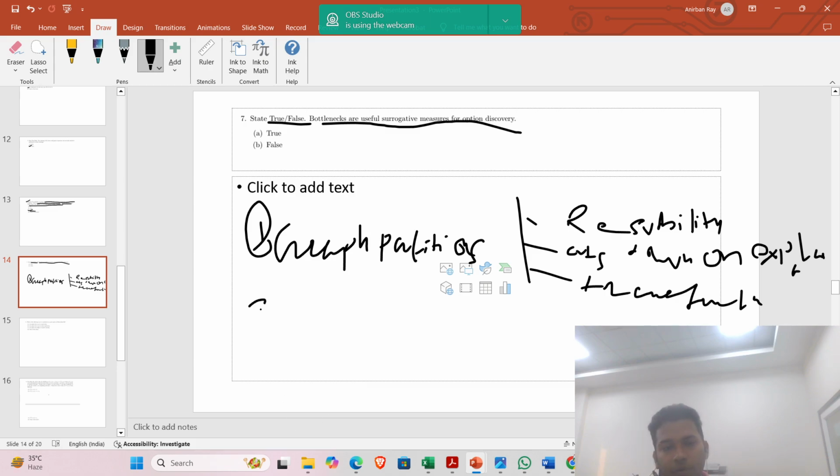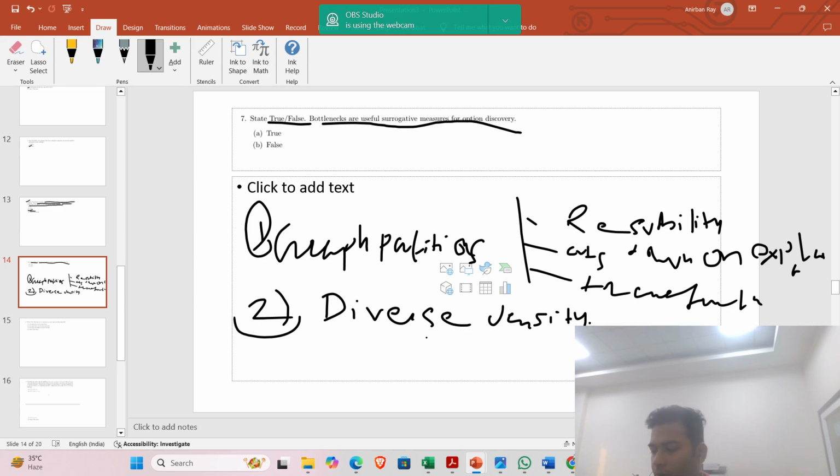Another way to do option discovery is diverse density. There are several trajectories to solve the MDP. Some may not get to the solution, maybe stuck in the bottleneck, or some may be terminated because they were taking too much time. So we take the number of trajectories passing through a state, and that state may be defined as a bottleneck. This is what we do.